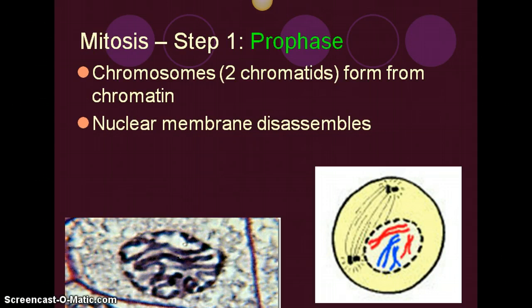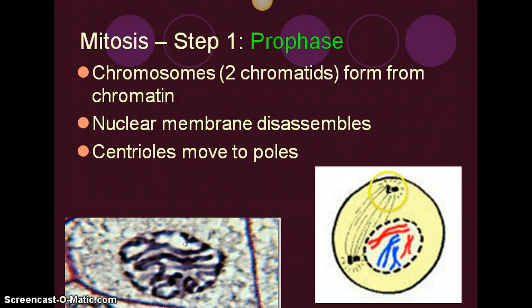The nuclear membrane will disassemble. So we start to lose the nuclear membrane. You can see that represented here. The centrioles will move to poles. And that's what these are, little centrioles. They move to the opposite ends of the cell. And the spindle fibers form, and that's what these little fibers are here. Those will help to pull the chromosomes to each side of the cell eventually.